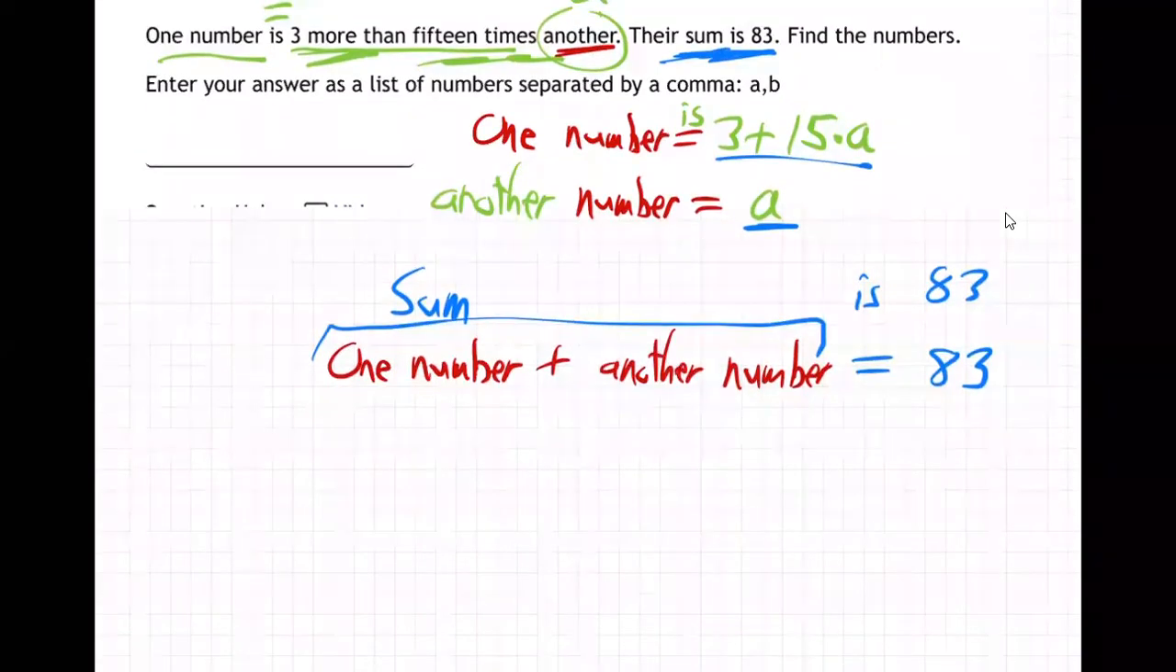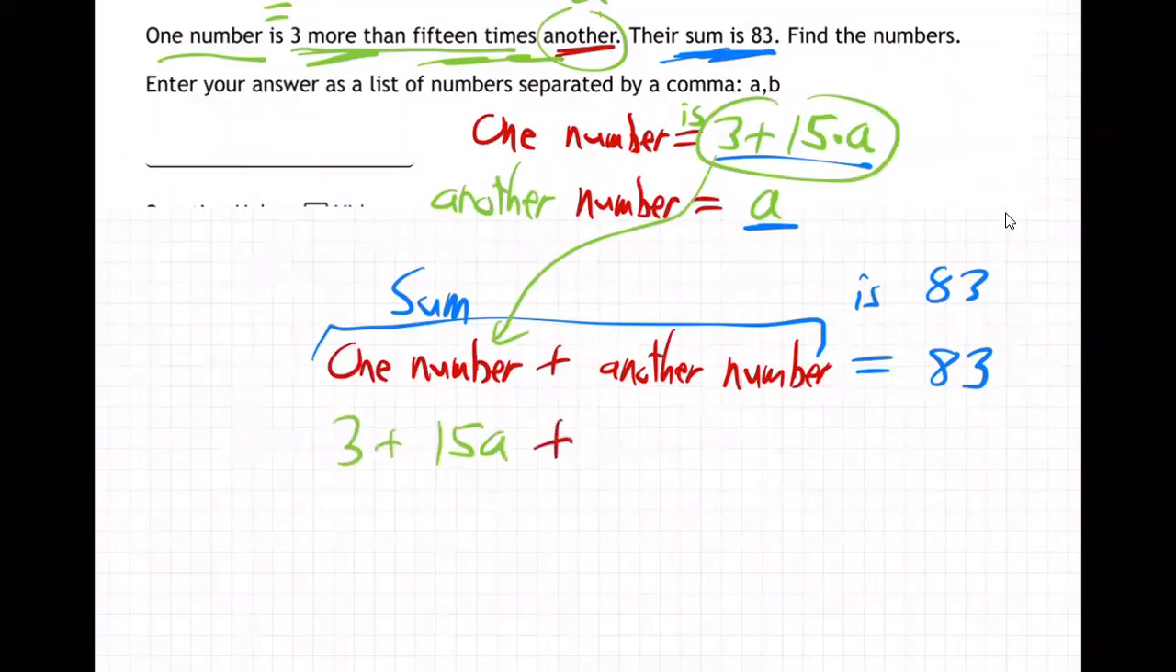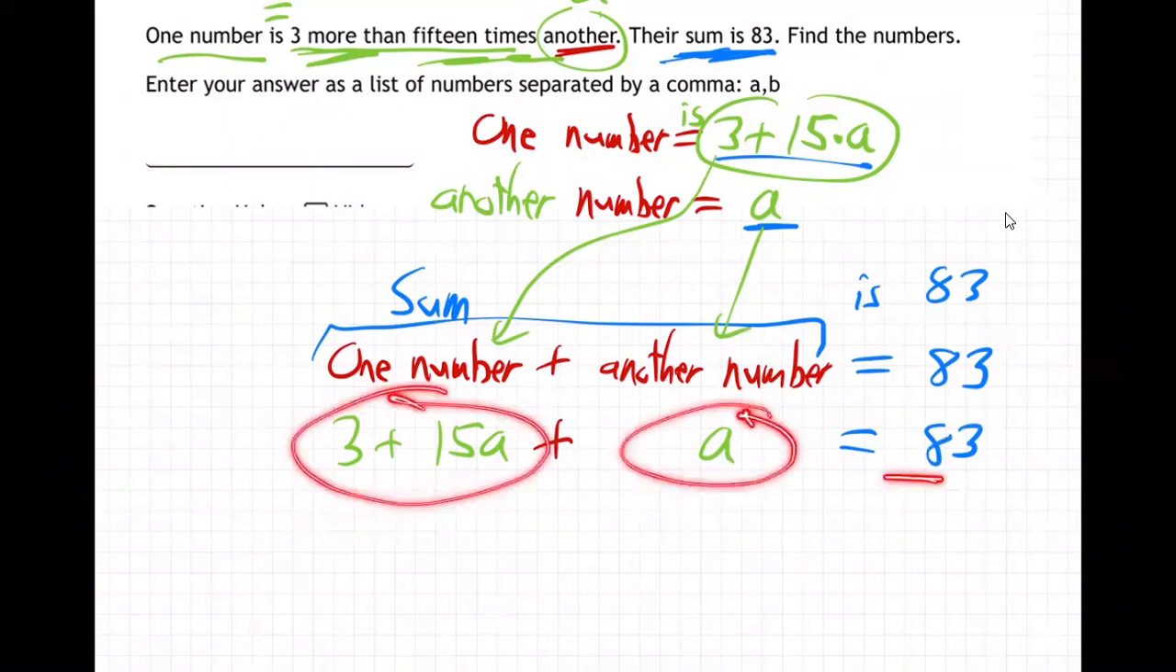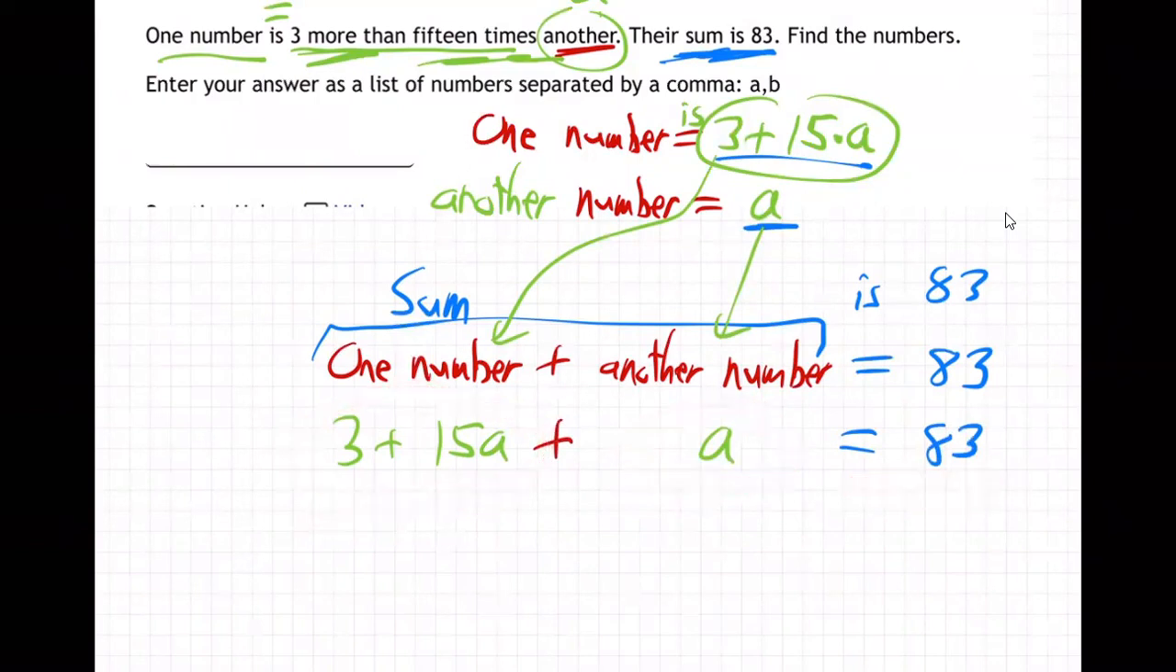So that means, bring these formulas down. The one number formula right there: the 3 plus 15A added to the other number, which is just A, equals 83. Is that making sense? You could use X if you want. X is fine. I'm using A for another number. So these guys added up is 83. So 3 plus 15A, 3 more than 15 times another, added to that one.